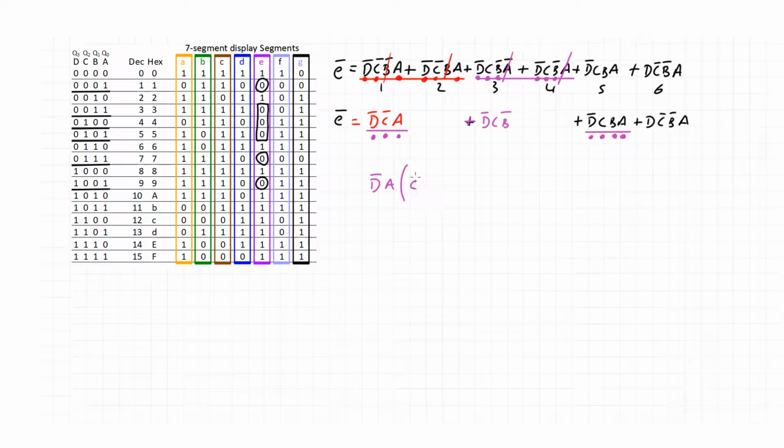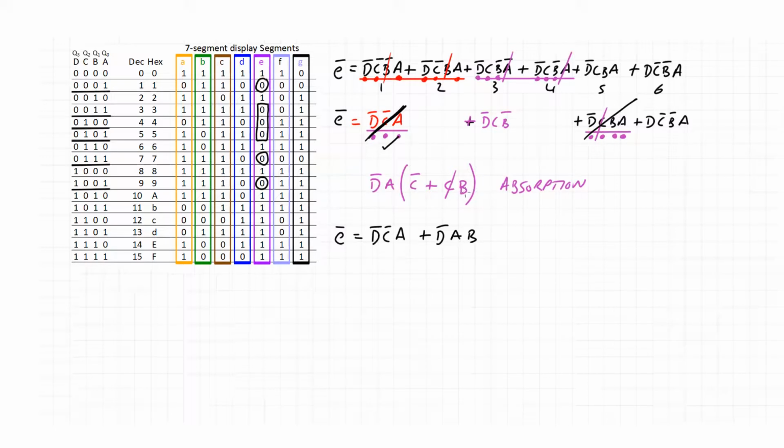Not D, A is common to both. We have not C or CB. So it's the C that we get rid of with the absorption law. So then we just multiply out to what's left. So not E is equal to the first term, not D, not C, A, or the other part of the absorption. What we had anyway, not D, C, not B, and the last term, D, not C, not B, A.